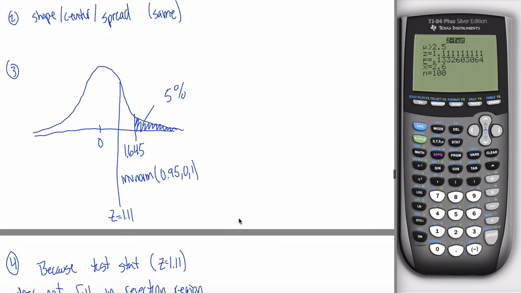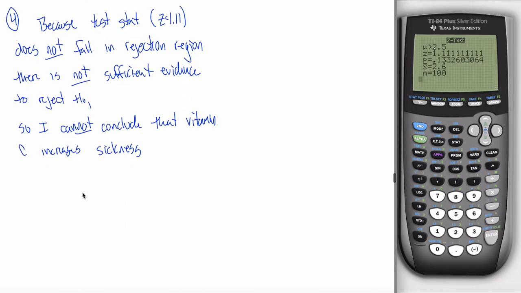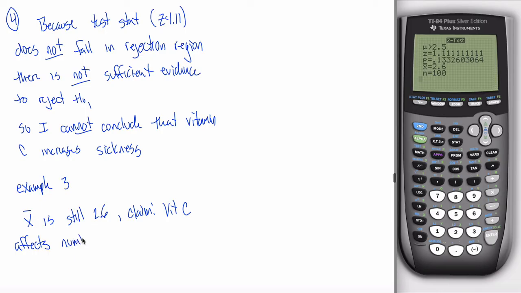One more, I know this video is getting long, but this last one will be even shorter than the one I did before that. I'm gonna call it example 3. X bar is still 2.6. Claim, everything else is the same. Claim is that vitamin C affects, it's a verb, I think, affects number of sicknesses.